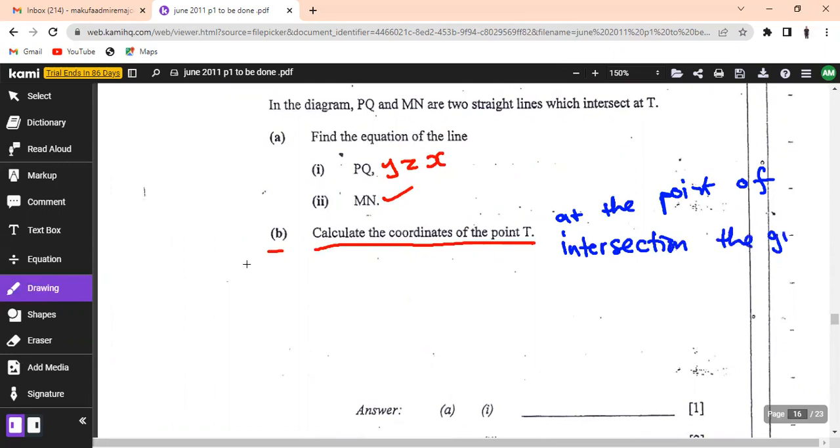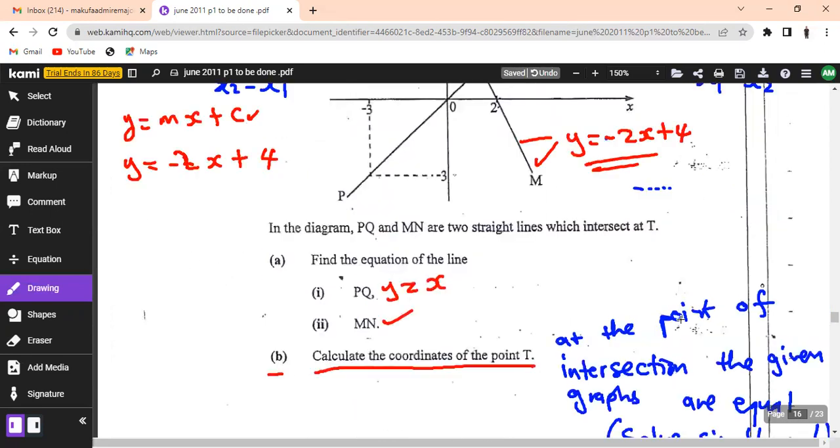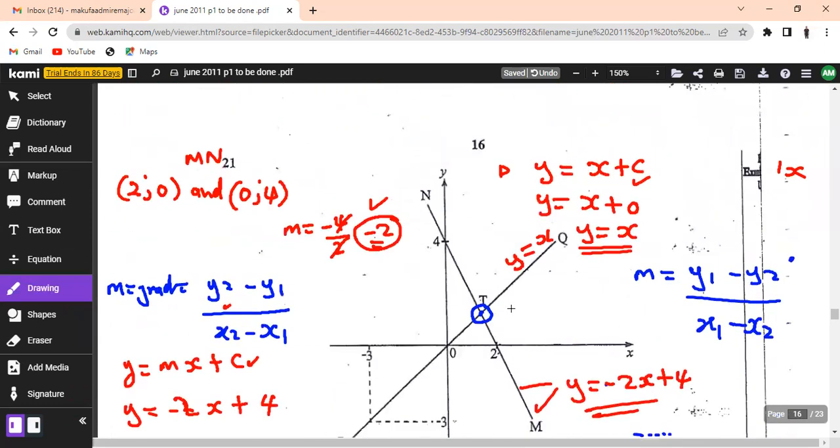At the point of intersection, the given graphs are equal. So if they are equal, we are going to solve the given equations simultaneously. All right, so that is the case whenever you are dealing with the point of intersection: you solve the given equations simultaneously. And which equations are you talking about?